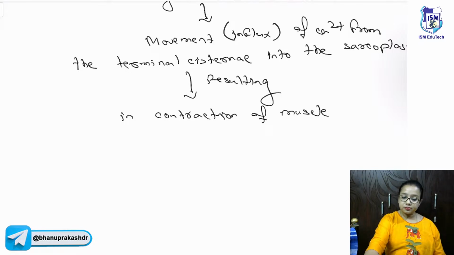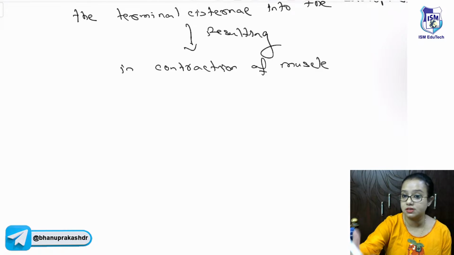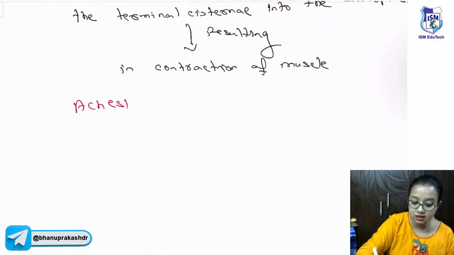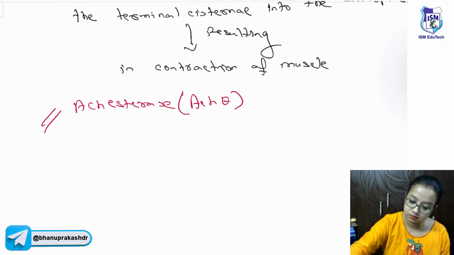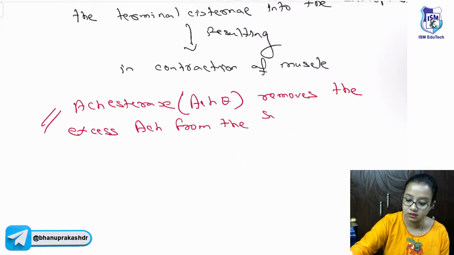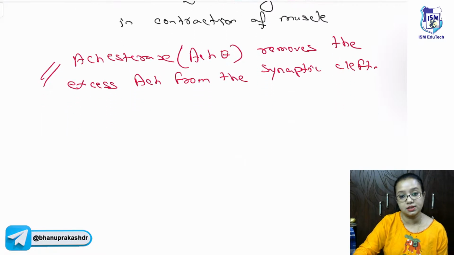okay, this is the neuromuscular junction, and these are the events that happen in the neuromuscular junction. Now, when this all is over, the acetylcholine esterase removes the excess acetylcholine from the synaptic cleft. Okay? This is the function of the acetylcholinesterase.